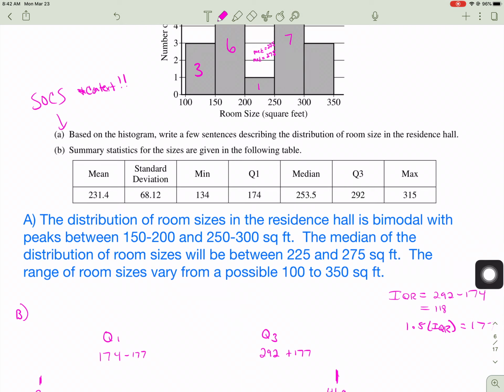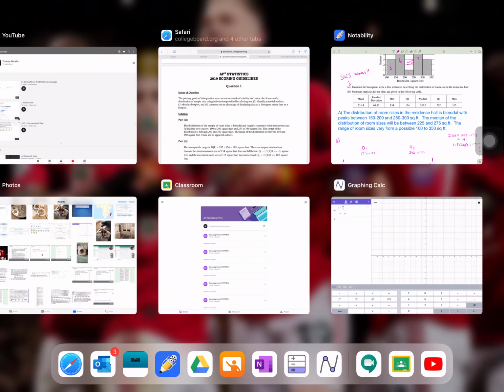Then finally, spread. You could talk about the range or the interquartile range or stuff like that, but I just decided just to go basic and talk about the range. The range of the room sizes vary from a possible 100 to 350 square feet. Now, I didn't mention outliers because it's hard to tell if there are outliers and I really can't make a statement about that, so we're good. Now, what does College Board say?